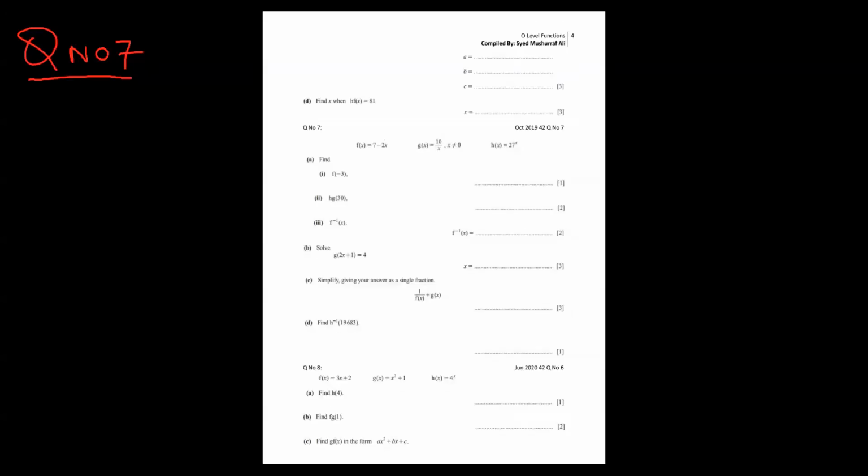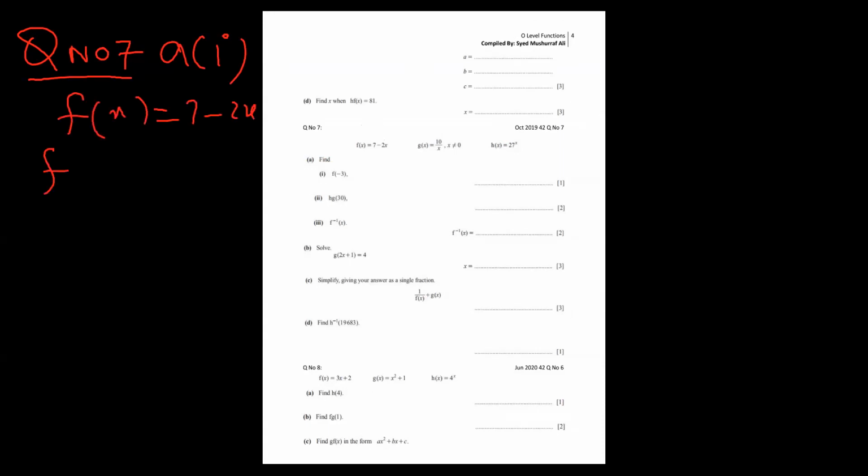So let's start. Question number 7. Bismillah ar-Rahman ar-Rahim. October 1942 variant. Question number 7. First task, A part 1. I'm going to do f of -3. So first of all, I have to copy the function f of x. I'm copying it as it is: 7 minus 2x.